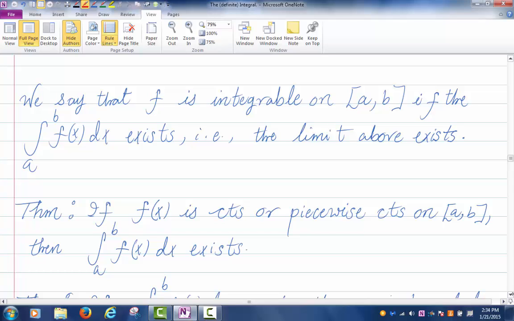So I'm talking about jump discontinuities here. In any case, all you have to remember is, if f is continuous, the integral exists from a to b.